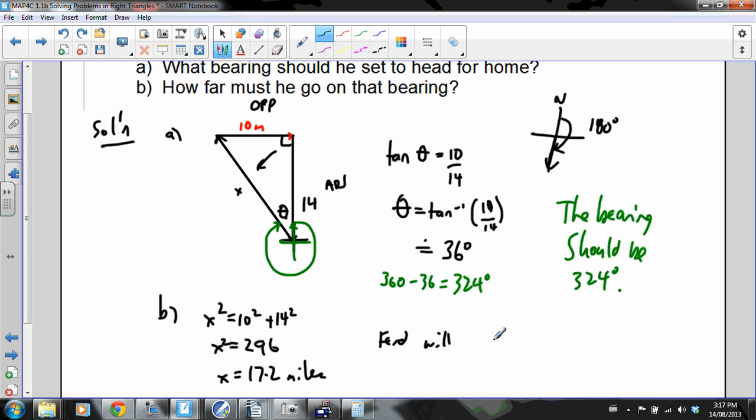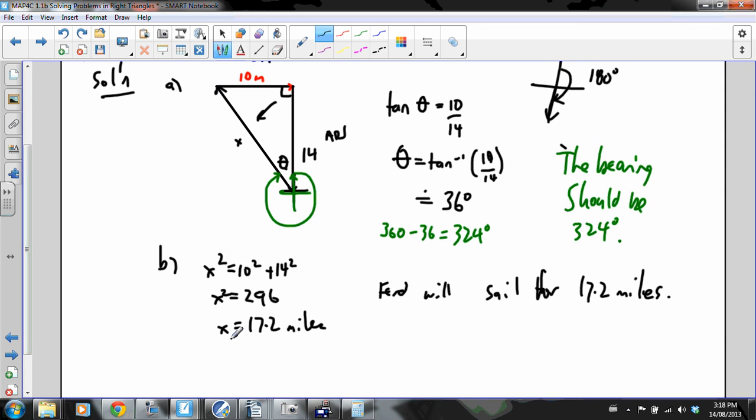Ferd will sail for 17.2 miles. Now, notice maybe this bearing stuff is the only thing that's new. These problems are stuff we've seen in previous years. So I'm hoping everyone's happy and is ready to do some homework. I think that's it.